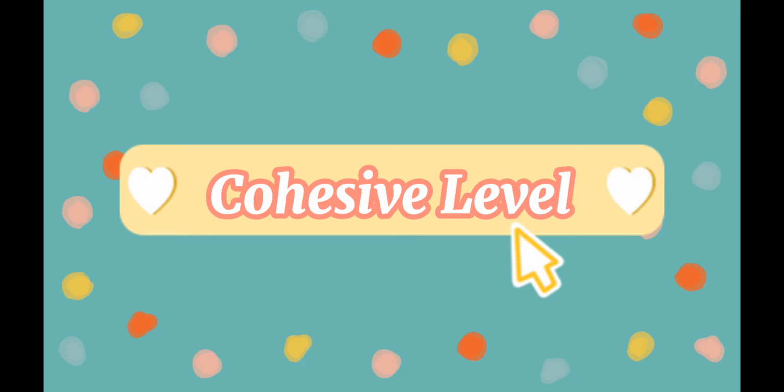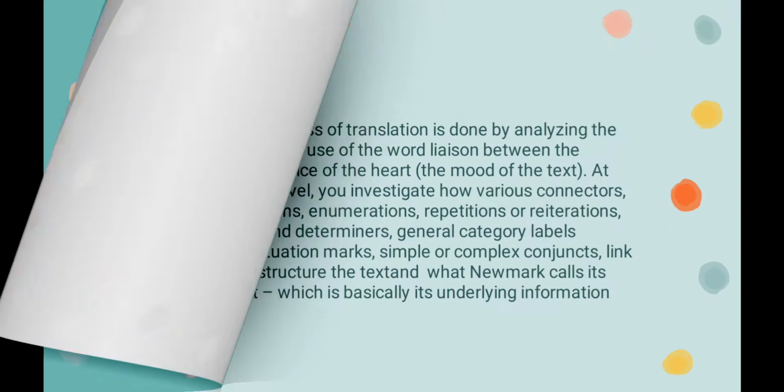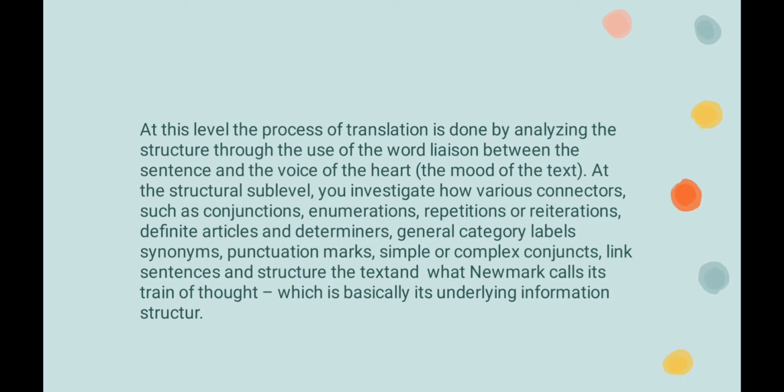Okay, now we are going to the second, that is the cohesive level. At this level, the process of translation is done by analyzing the structure through the use of word relations between the sentences and the voice of the heart, the mood of the text. At the structural sublevel, you investigate how various connectors, such as conjunction, enumeration, repetition, or reiteration, definite articles and determiners, general category label synonyms, punctuation marks, simple or complex conjuncts, and so on, structure the text, and what Newmark calls its trains of thought, which is basically its underlying information structure.